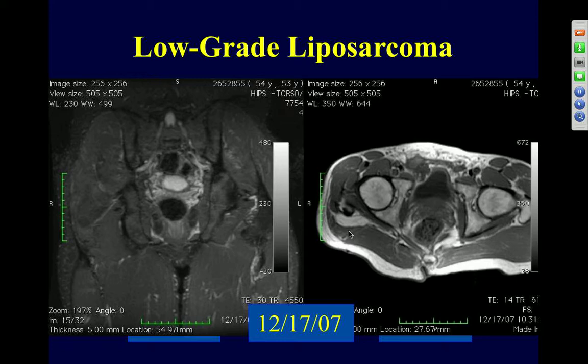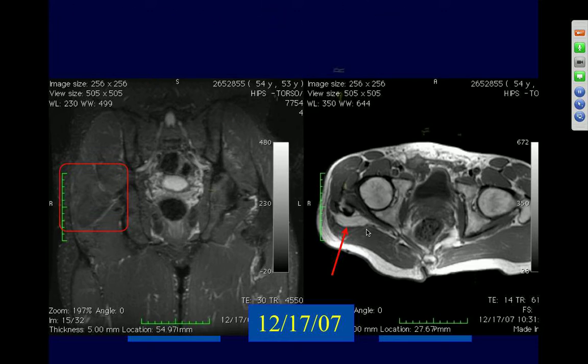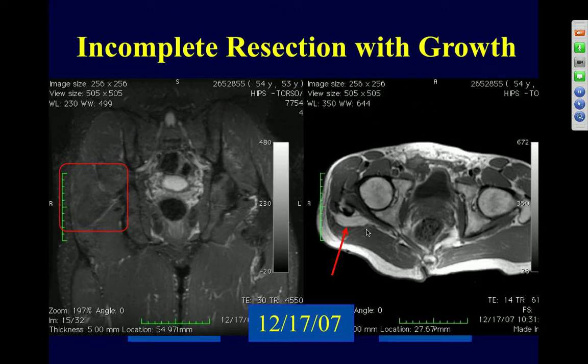In retrospect, you could see it back in 2003 as slowly growing, and this was a recurrence or persistence of the liposarcoma. The patient ended up having to have a hindquarter amputation because of this after several other surgeries. And obviously it ended up in a lawsuit.